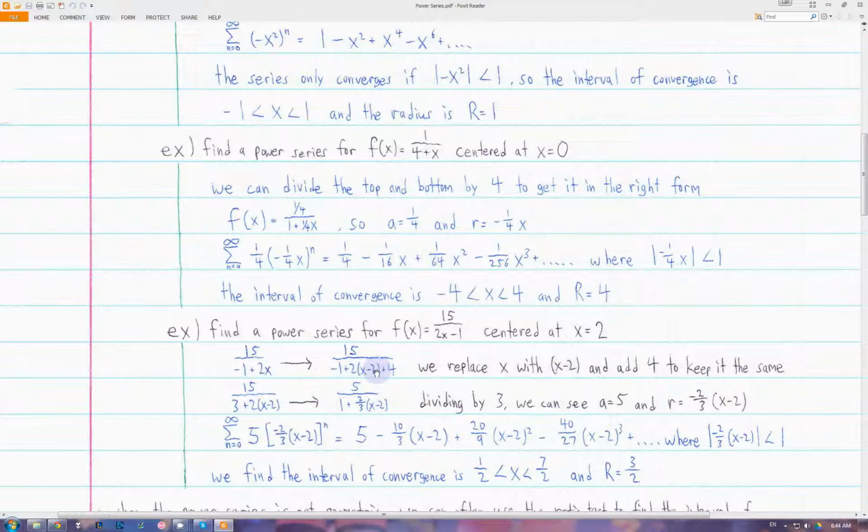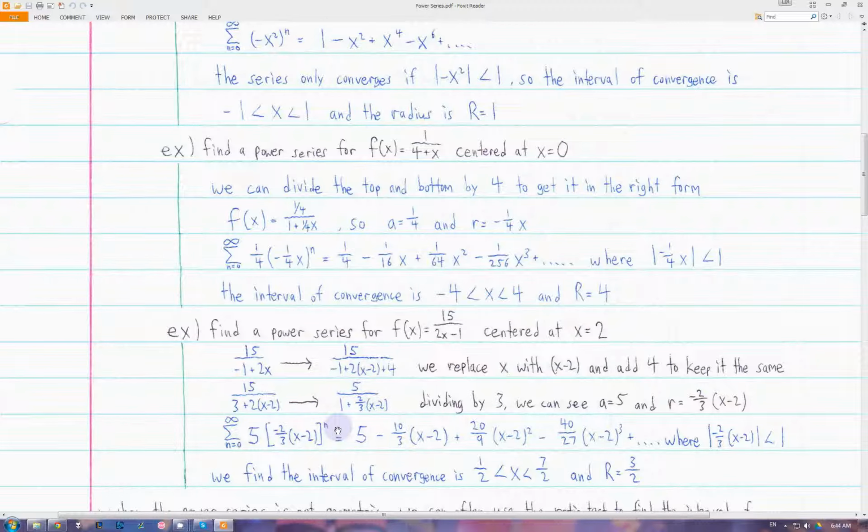So that way, when we expand this, it'll be a negative 1 plus 2x minus 4 plus 4. So the 4's will cancel out, and we'll just have this. We didn't actually change anything. So we move the 4 with this guy to get 3, and then we need this to be a 1 to fit the a over 1 minus r. So we divide the top and bottom by 3. So we get that a is equal to 5, and the ratio is negative 2/3 times x minus 2.